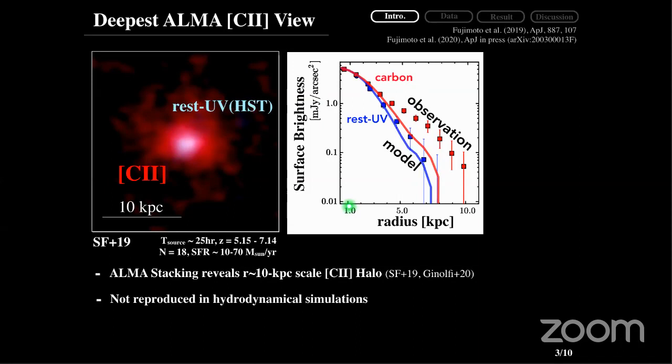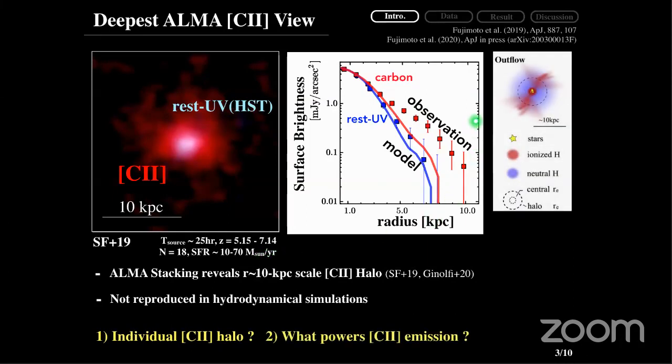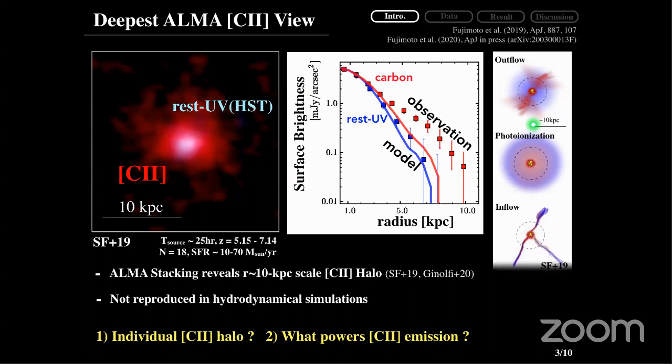One obvious way to go is individual measurement instead of stacking. And another essential work is to understand what powers ionized carbon emission. This is because the outflow is essential for the CGM metal enrichment, while once it is enriched, the cause of powering the ionized carbon emission could be a different mechanism like photoionization or inflow. So we have these two remaining questions.